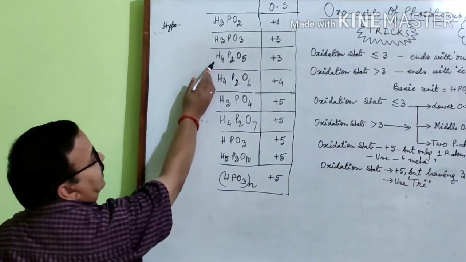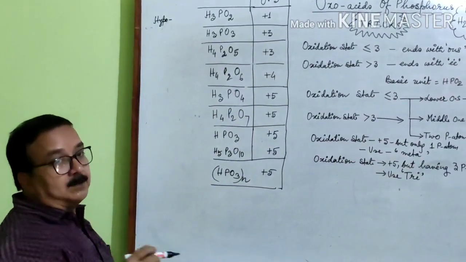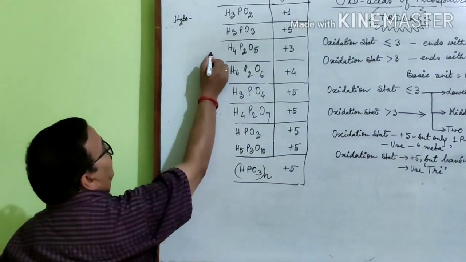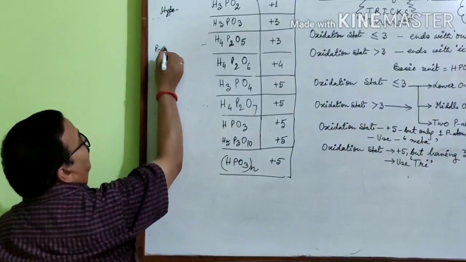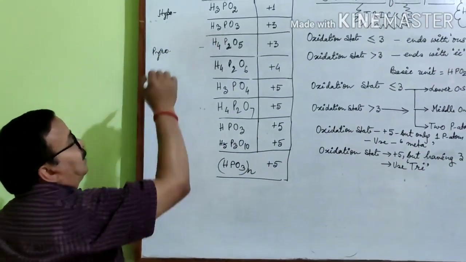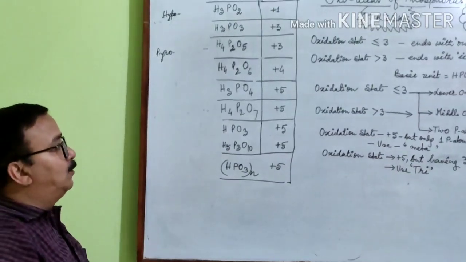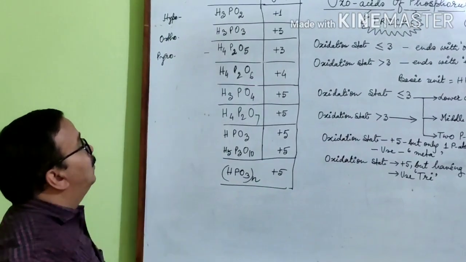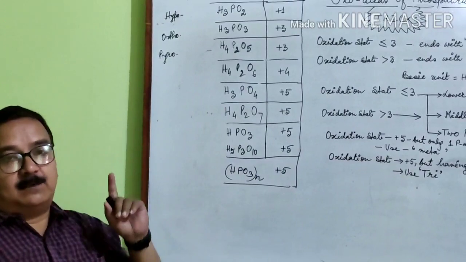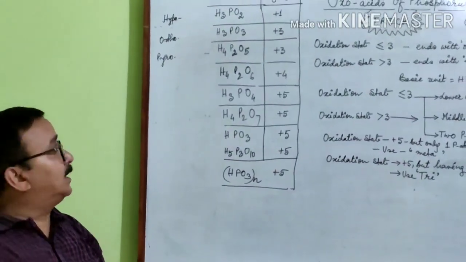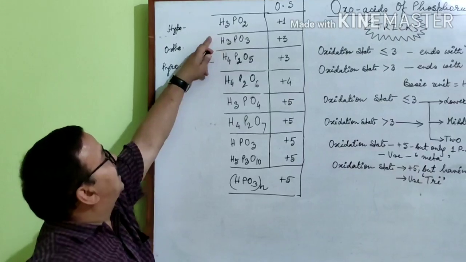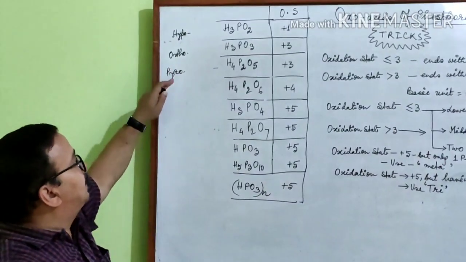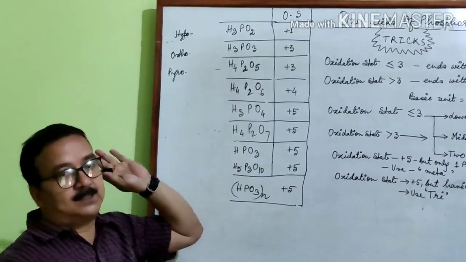Here oxidation state is +3, but the number of phosphorus atoms is 2. Therefore, we will use here pyro. And this one is in between hypo and pyro. Therefore, we will use here ortho. So all these oxoacids have maximum oxidation state +3. Therefore, the name of the first one is hypophosphorus acid, second one is orthophosphorus acid, third one is pyrophosphorus acid.